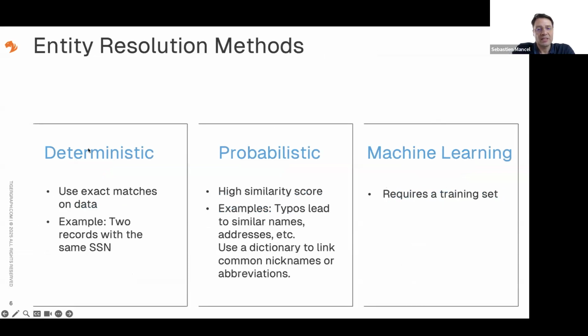Now, when resolving entities, how you match records defines whether your approach is deterministic, probabilistic, or machine learning based. Each method has strengths depending on your data quality and goals.